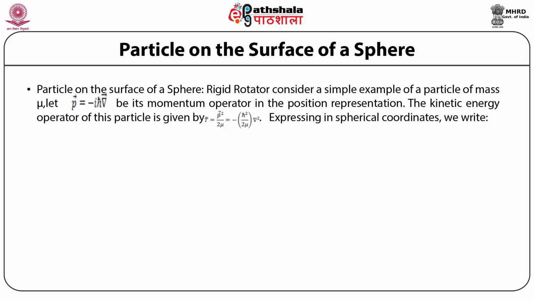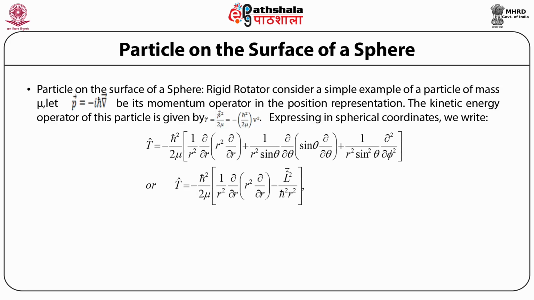Now expressing the del operator in the spherical coordinate system, we can write the kinetic energy operator of the particle having mass mu as operator T is equal to minus h cross square by 2 mu bracket open 1 upon r square times del by del r acting on r square times del by del r plus 1 upon r square sine theta times del by del theta acting on sine theta times del by del theta plus 1 upon r square sine square theta times del 2 by del phi 2, the double partial derivative with respect to phi, whole bracket close.